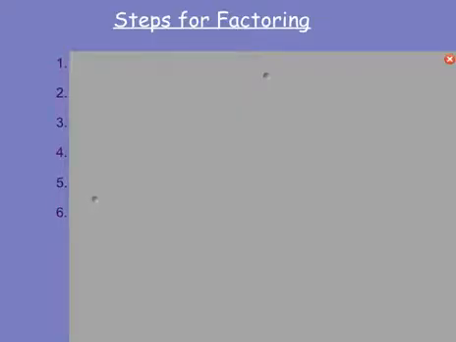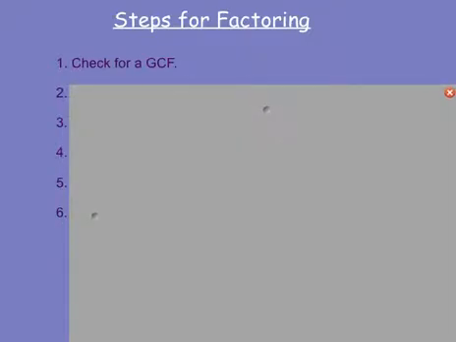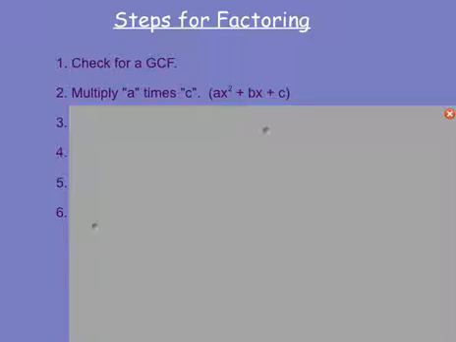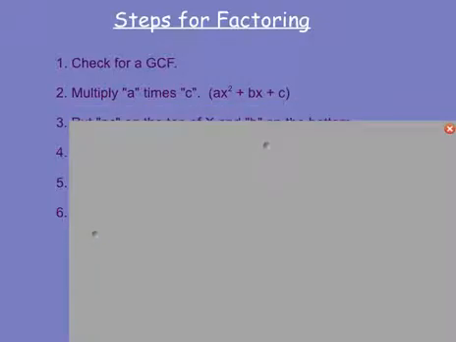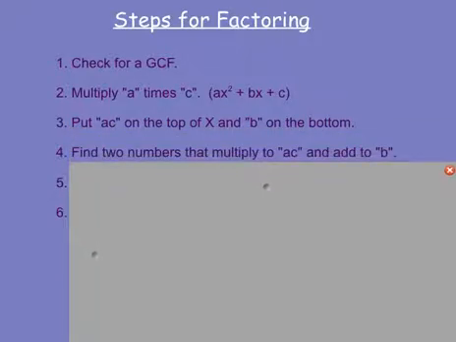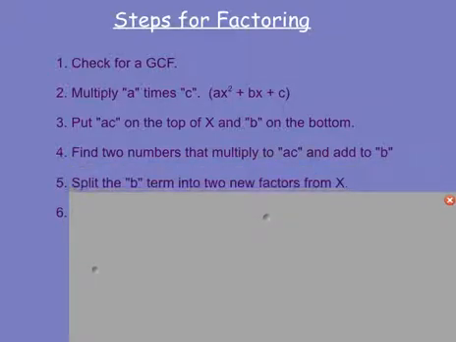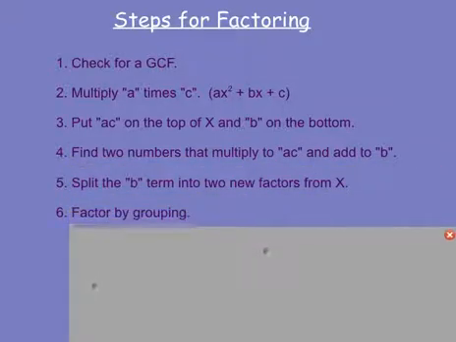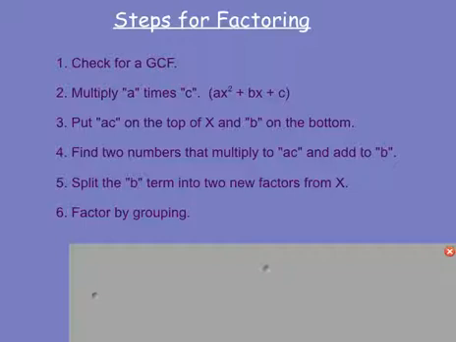So let's look at this. Steps for factoring. We're going to check for a GCF, which I didn't do in the other two, but that's fine. Multiply a times c. So these are equations, ax squared plus bx plus c, and you're going to need to know that that's standard form. Put ac on the top of the x, b on the bottom. Find two numbers that multiply to ac and add to b. Split the b term into two new factors.